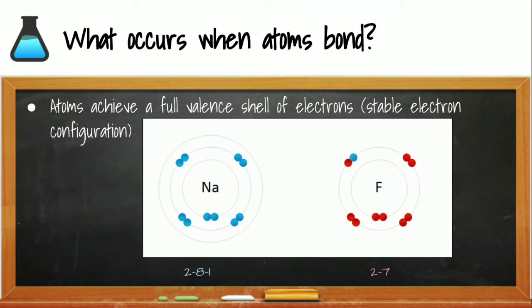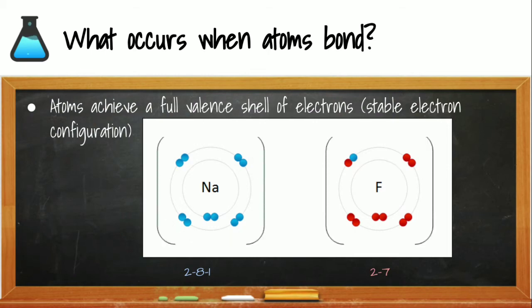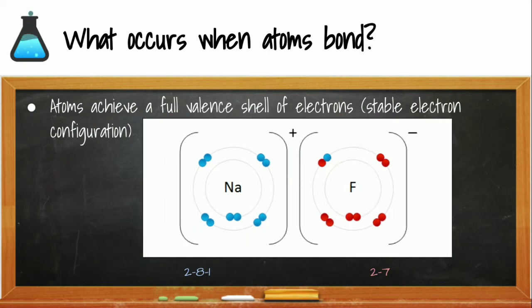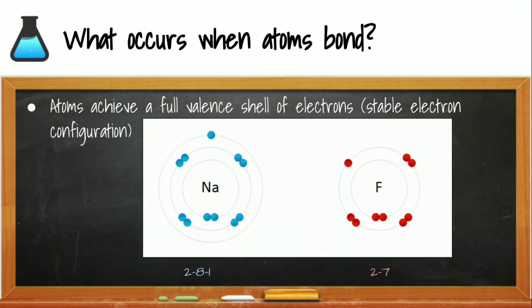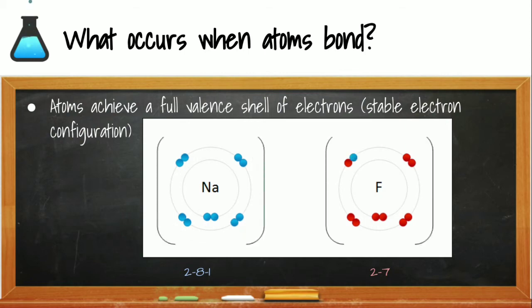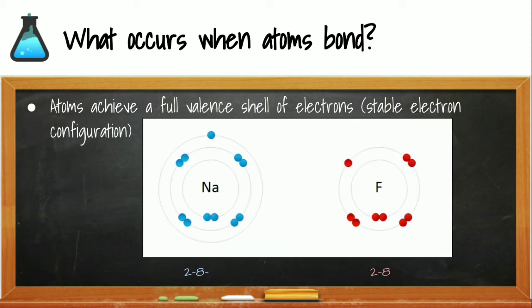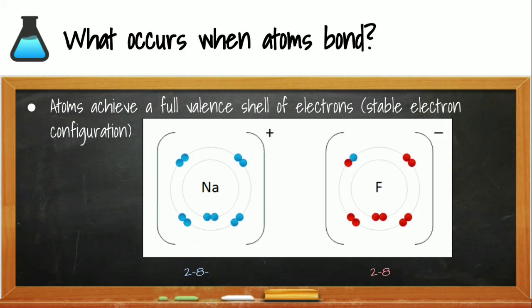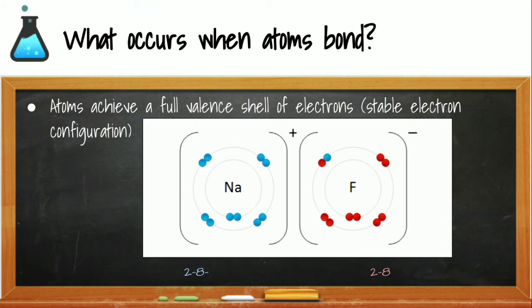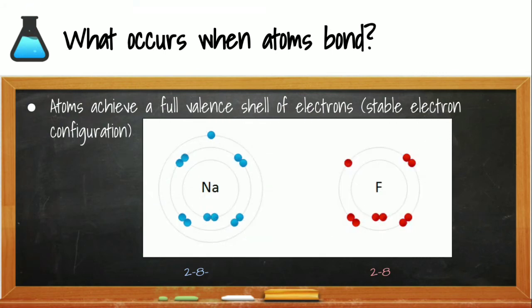Bonding always occurs so that elements can obtain a full, stable, noble gas valence electron shell. Notice that a sodium atom typically has 1 valence electron, and a fluorine atom typically has 7. As sodium releases its valence electron and donates it to fluorine, both of the electron configurations change to 2,8, the same as the noble gas neon.